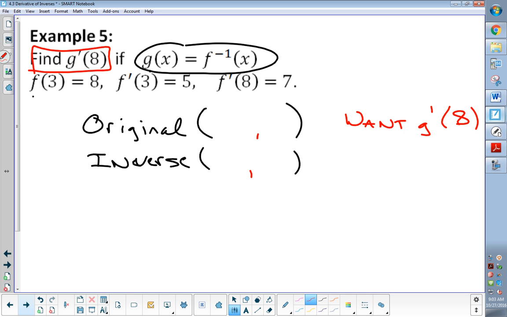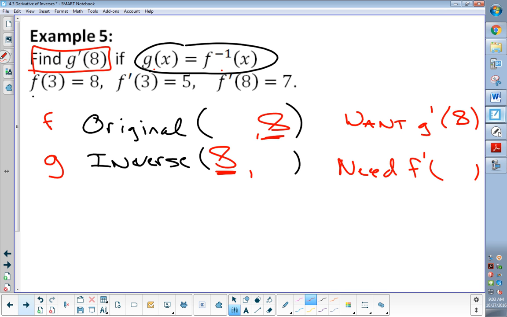So if I want g prime, that means g is going to be my inverse equation. What's my original equation going to be? My original is going to be f. F and g are inverses. So that means I need to know what f prime is at the other number. I want to know g prime at 8. Oh, cool. Then my x value is 8. Then I need to know what f prime is at whatever that is, because I'm going to have to take the reciprocal of it. Go ahead and try to finish that. Shouldn't take super long, but see if you can finish it.